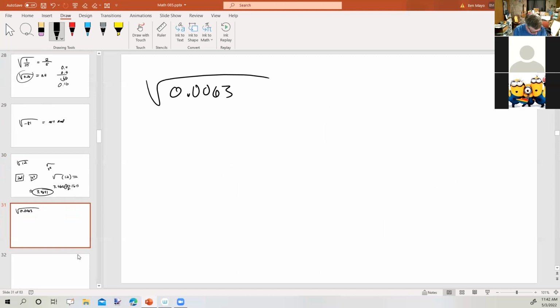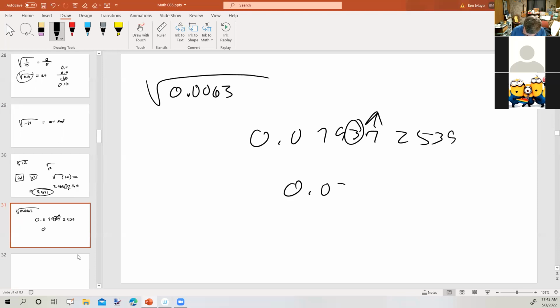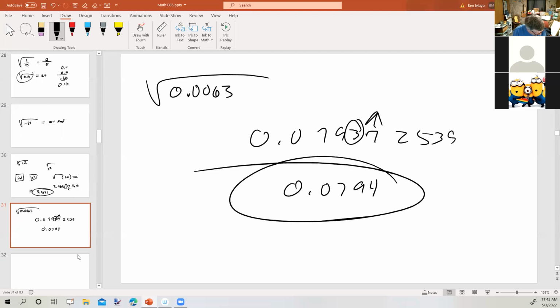All right. So second, square root of 0.0063. Close it up, equals. I'm getting 0.079372539. 4 places. The 7 rounds up. So you'd get that. Any questions about that problem?